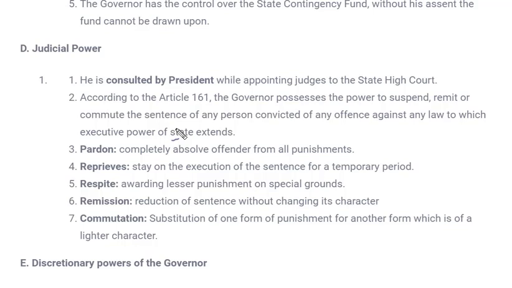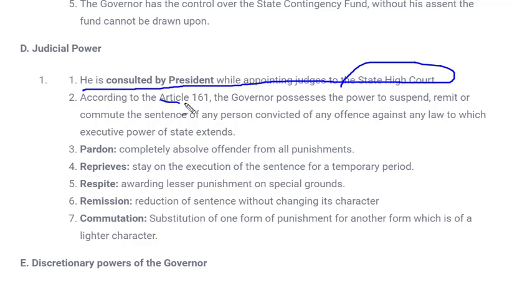So let's see what the judicial powers of a governor are. He is consulted by the president while appointing judges of state courts. We have seen earlier that to appoint judges of the high court, the president has that power. The governor doesn't have the power to appoint judges of the high court, but his consultation may be taken by the President, if the President wishes. It's not necessary that he will consult.